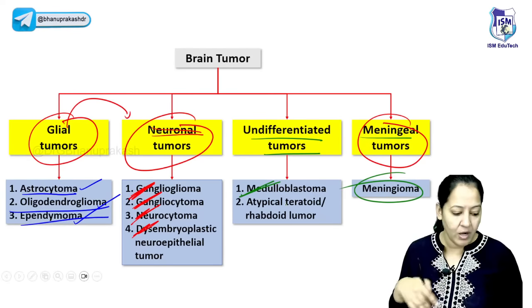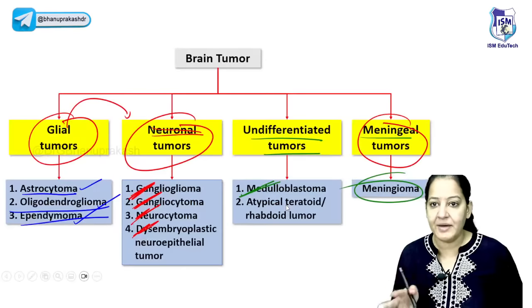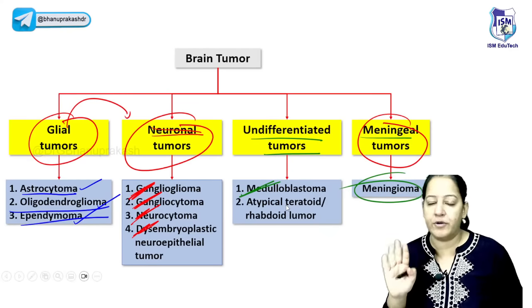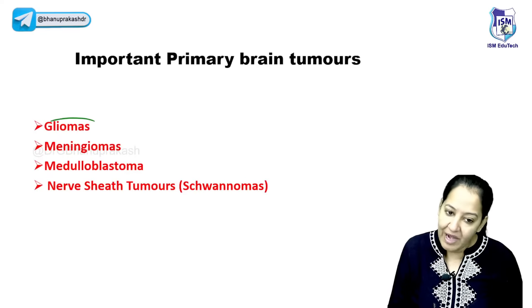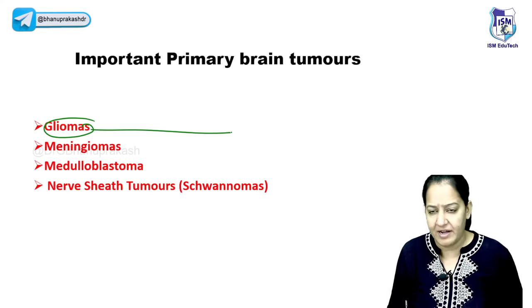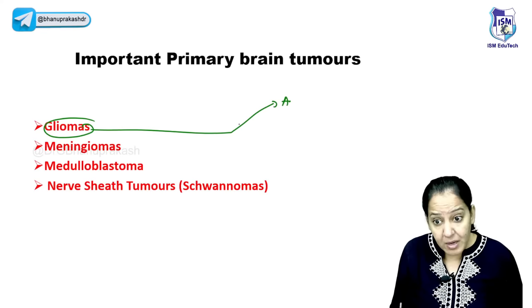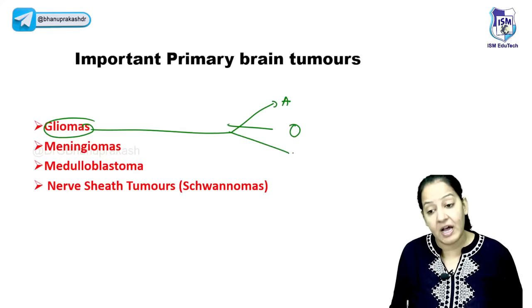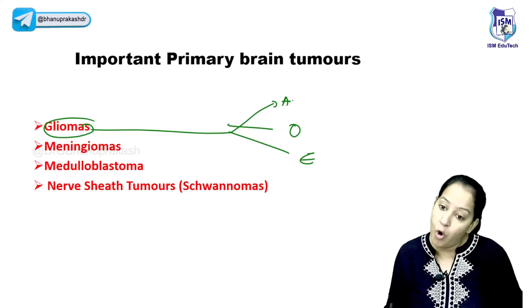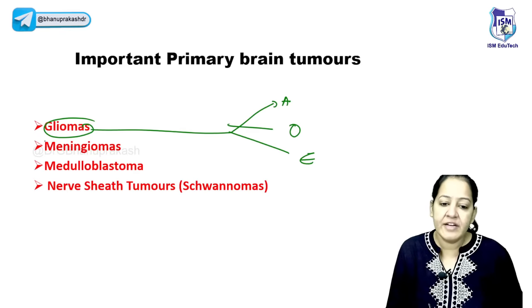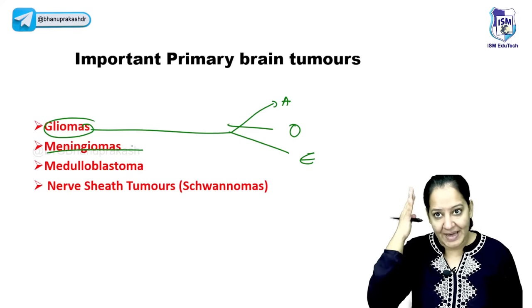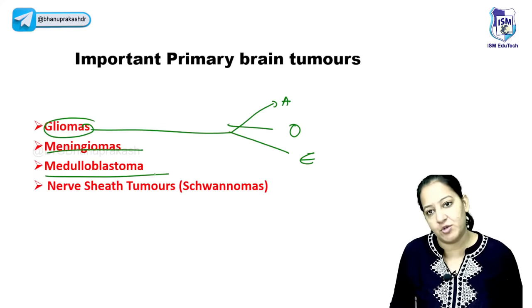Right. So these all are the tumors in your syllabus, but among them I am going to teach you four, the ultra important ones from exam point of view. So I will teach you glial tumors, all three types of glial. I will teach you astrocytomas, oligodendrogliomas, and ependymal tumors right now. I will teach you meningiomas also, the tumor of the meninges. Okay, I will teach you medulloblastoma also.